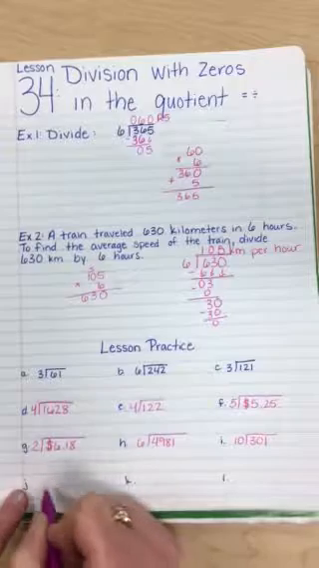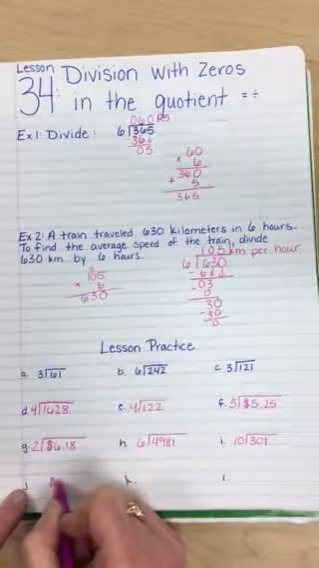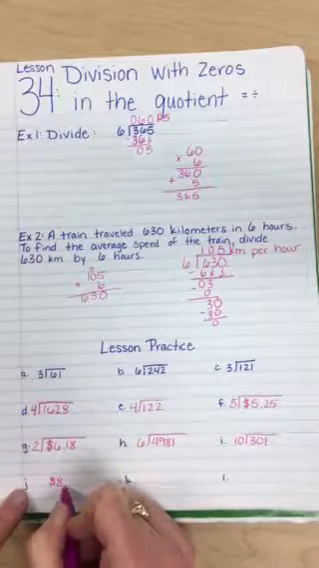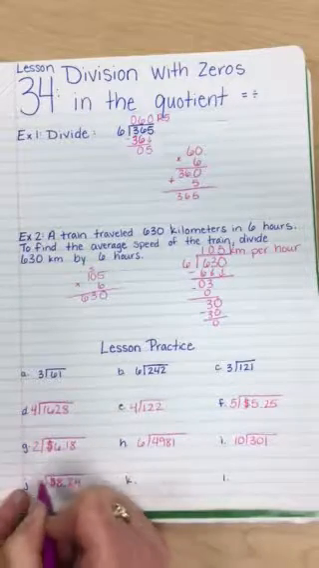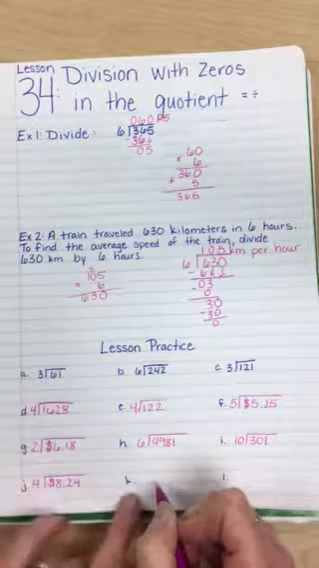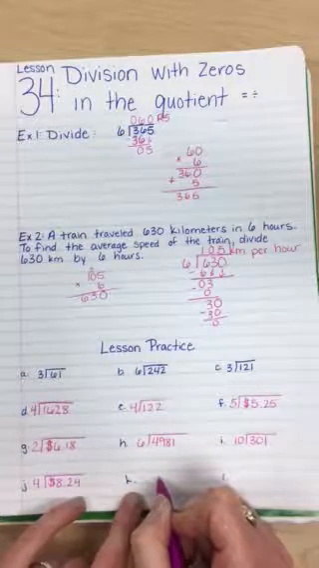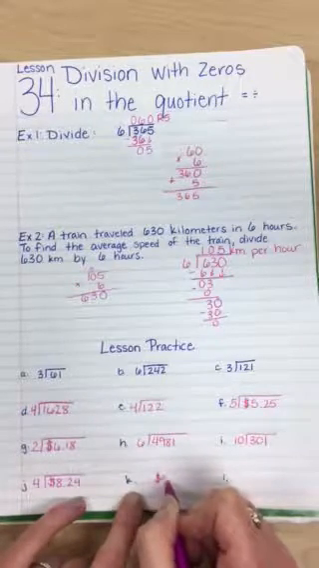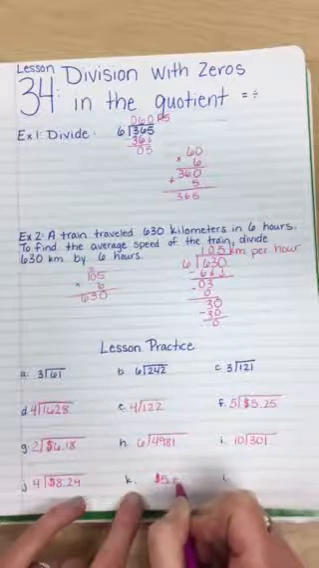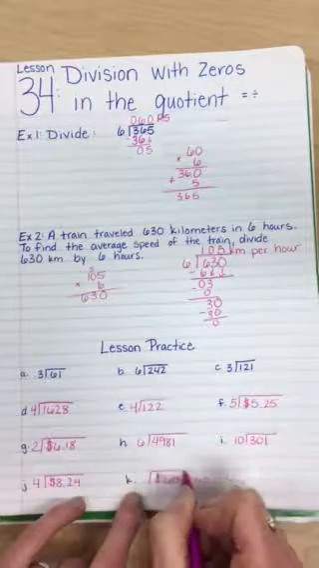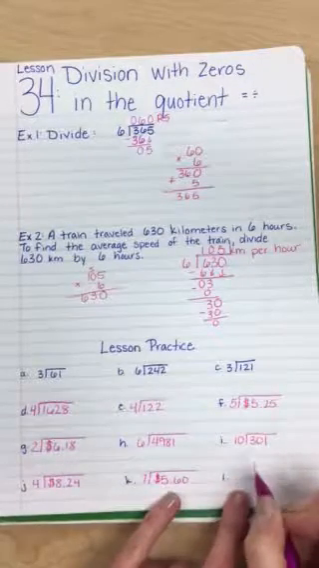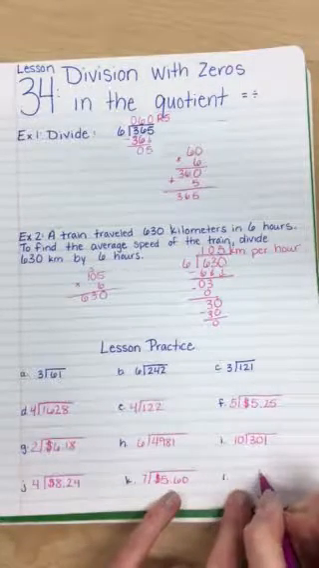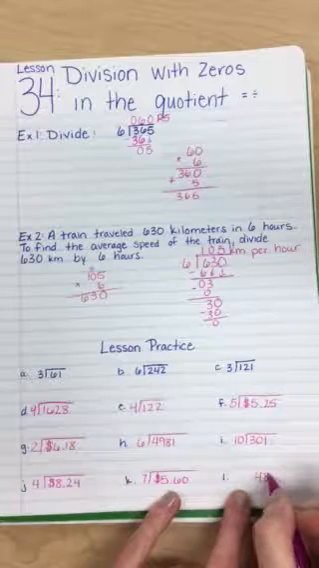J, we have $8.24 divided by 4. K, we have $5.60 divided by 7. And last but not least, L, we have 4,818 divided by 8.